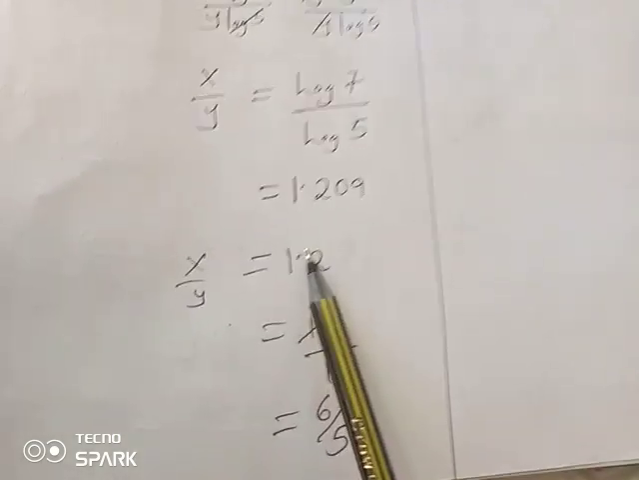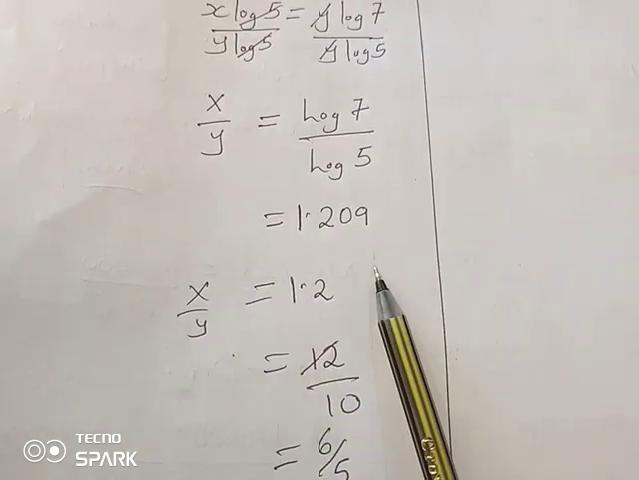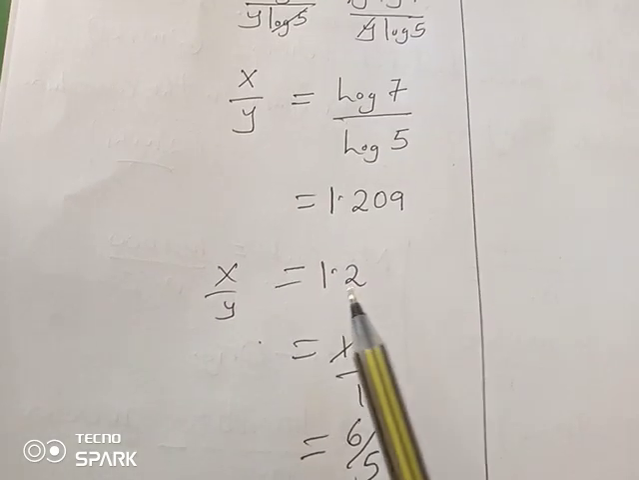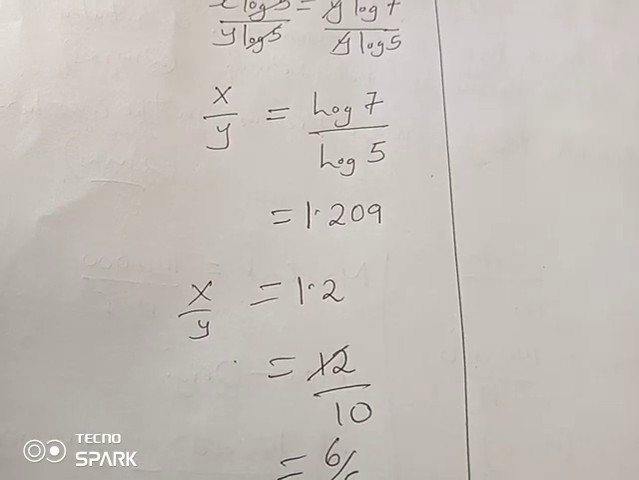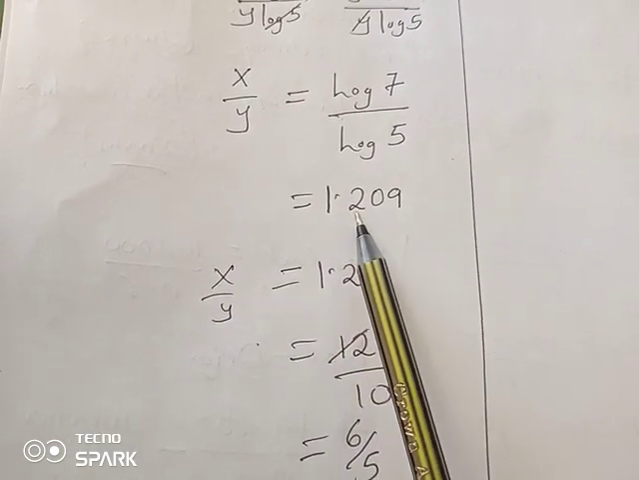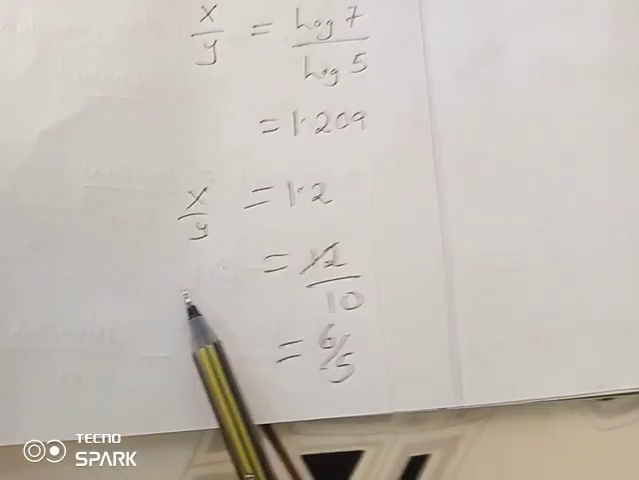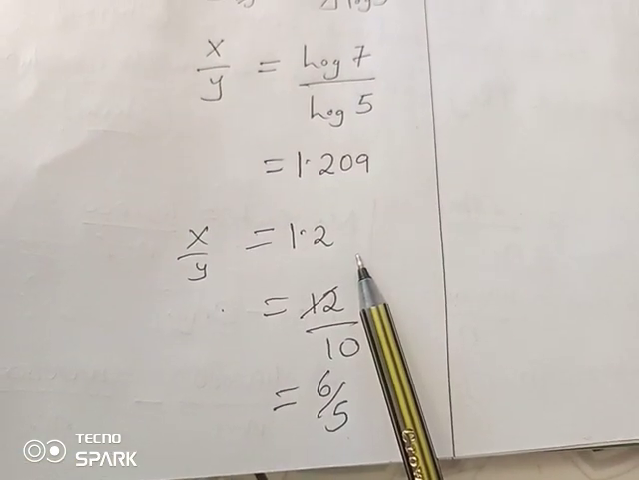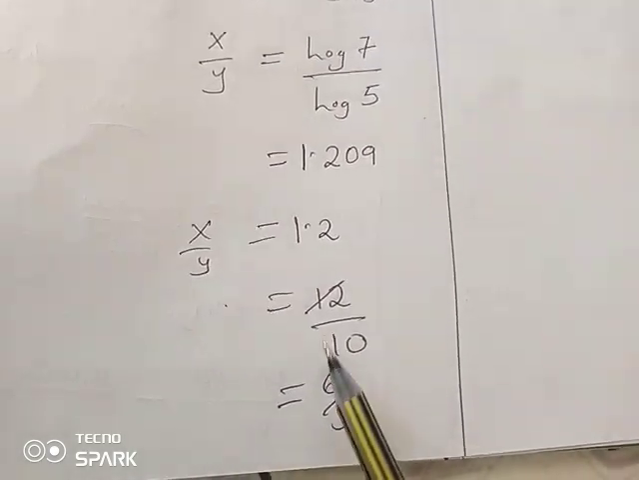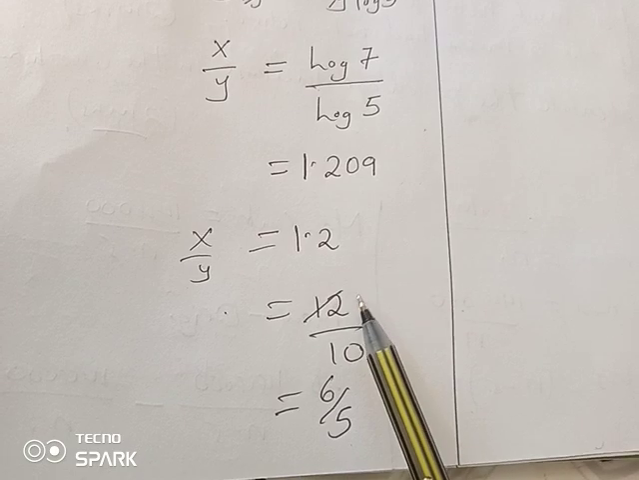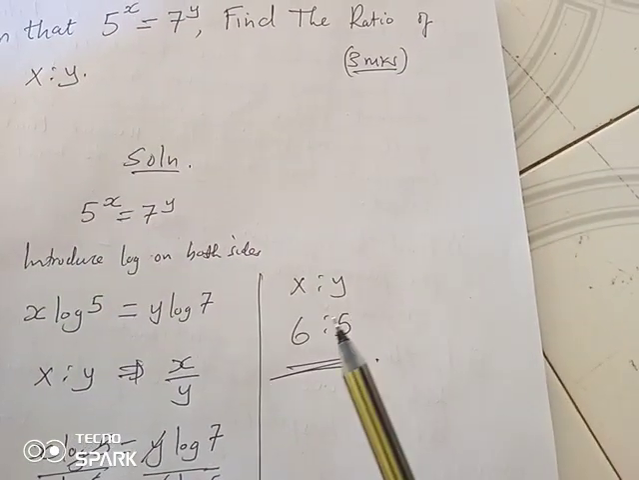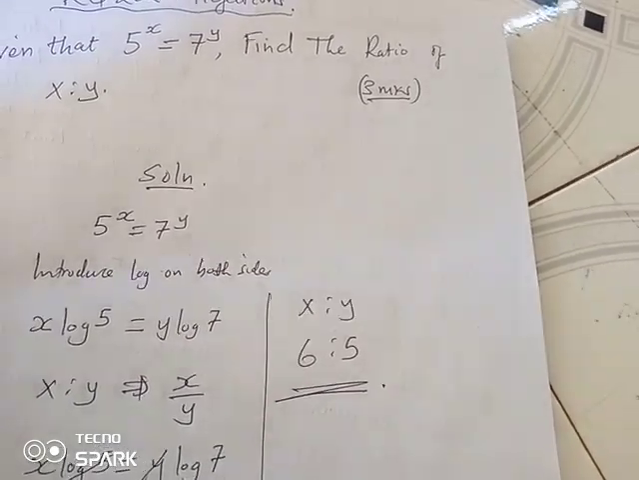Using our calculator, log 7 divided by log 5 gave us 1.209. And I explained this part that because we just need simple ratios, we are just going to consider maybe 1.2 for that matter. We cannot leave ratios in decimal form. So we have to convert this into a fraction by multiplying by 10 to kill the decimal. So finally you have 6 over 5, which is simply 6:5.